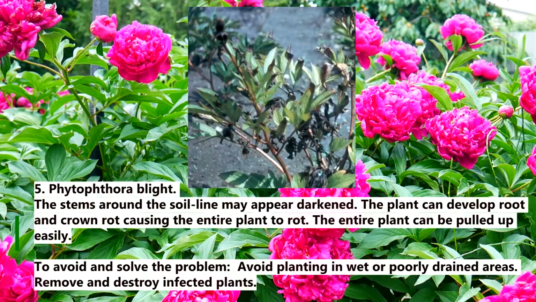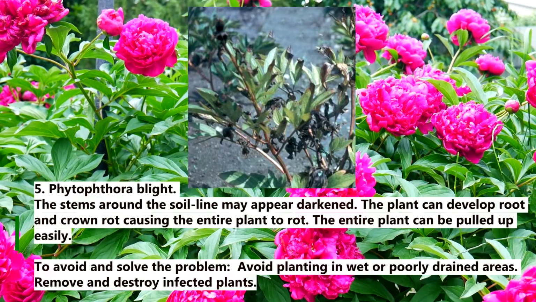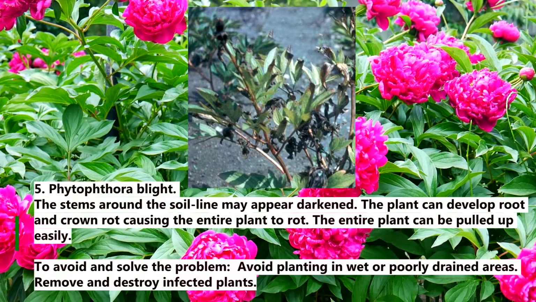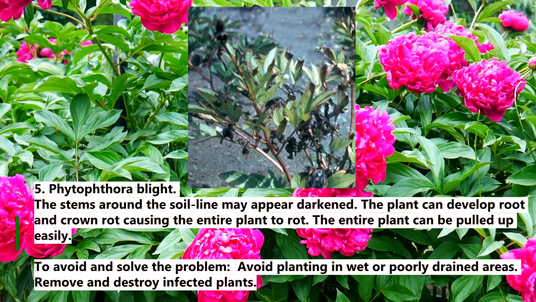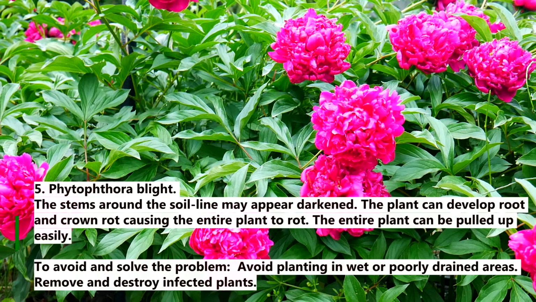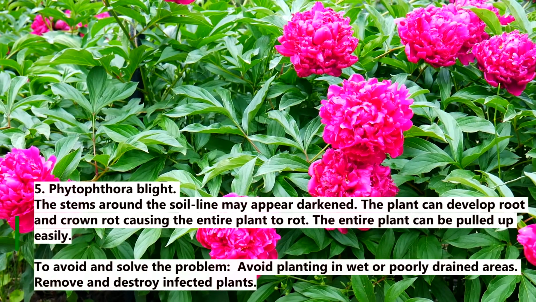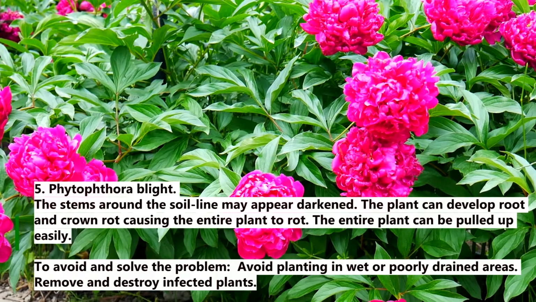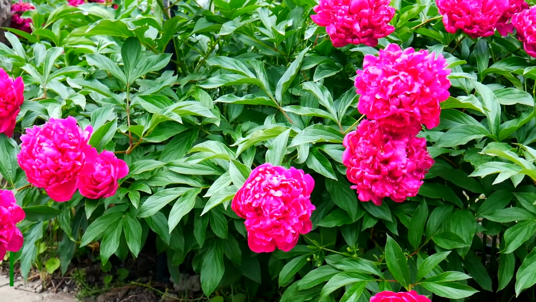5. Phytophthora blight. The stems around the soil line may appear darkened. The plant can develop root and crown rot, causing the entire plant to rot. The entire plant can be pulled up easily. To avoid and solve the problem, avoid planting in wet or poorly drained areas. Remove and destroy infected plants.